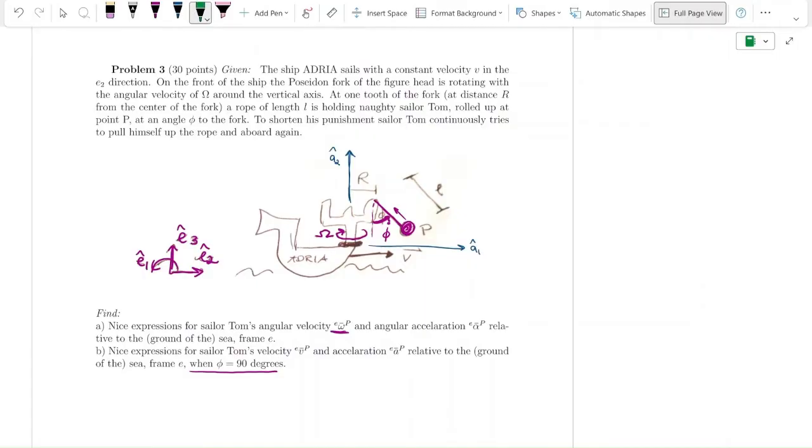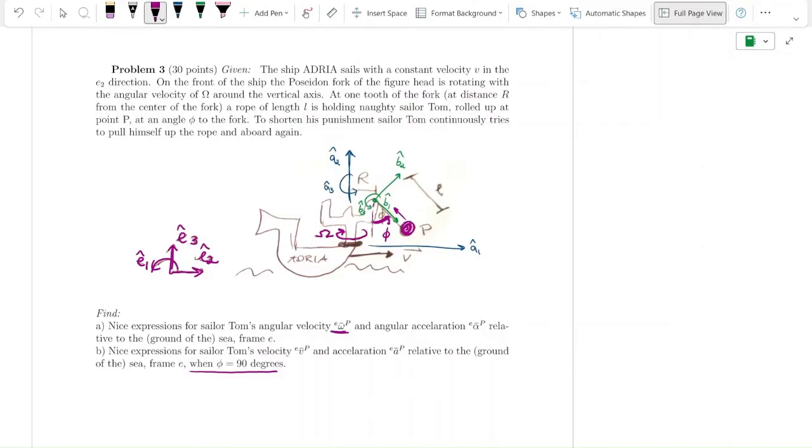I'm going to add that pointing from here to Tom. So how do I draw this? I'm going to have the B1 hat going this way, B2 hat going this way, and then B3 hat will again, like A3 hat, come out of the page. So notice that B3 hat and A3 hat will point in the same direction. Okay, so I am going to first do part A.